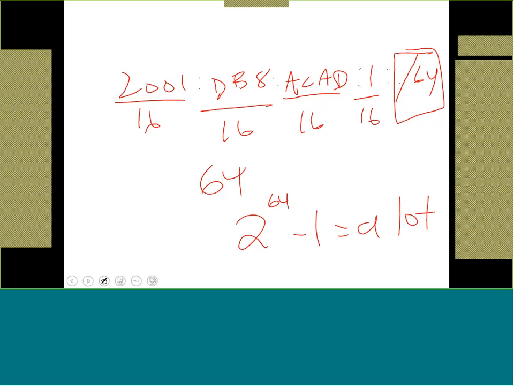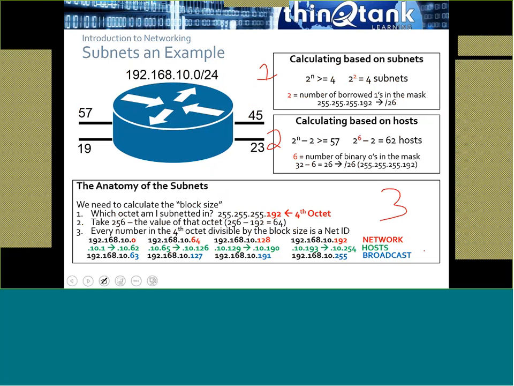Again, we're subtracting 1. First of all, we got the 64 because if there are 64 ones in the mask, there must be 64 zeros also. I'm subtracting 1 because of the network ID. And this is a mathematical term for I don't want to calculate 2 to the power of 64, right? Okay.